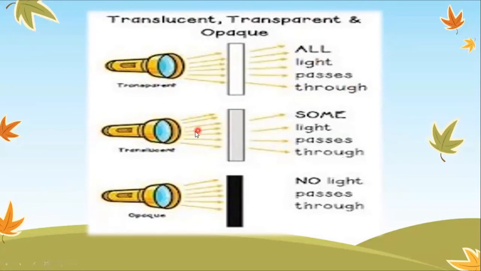But in the case of opaque, the opposite: we can't see anything behind it. Everything that enters, it keeps inside, so it doesn't allow light to come out, and therefore I can't see what's behind it. Opaque: no light passes through it, so we can't see anything behind it.